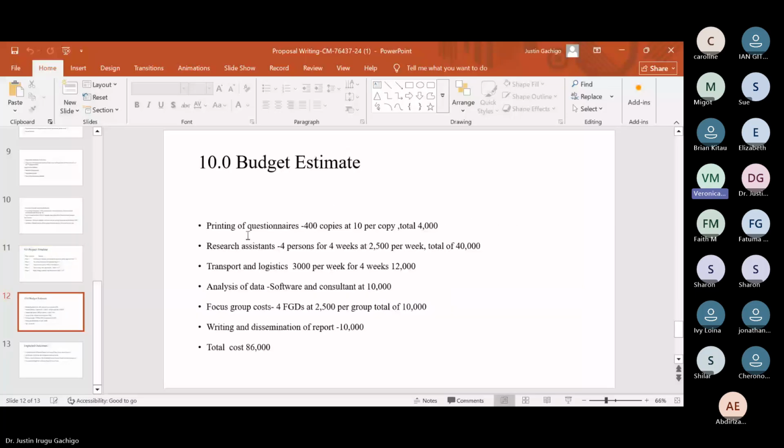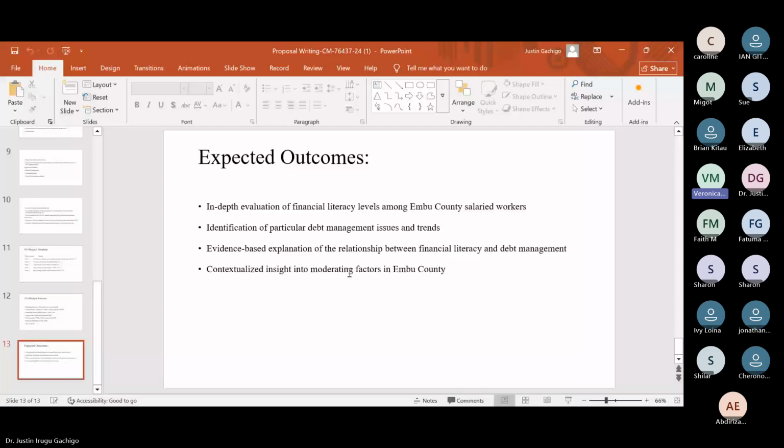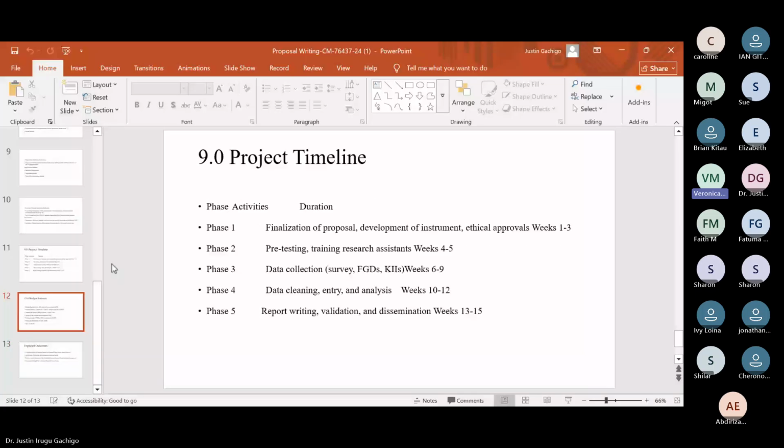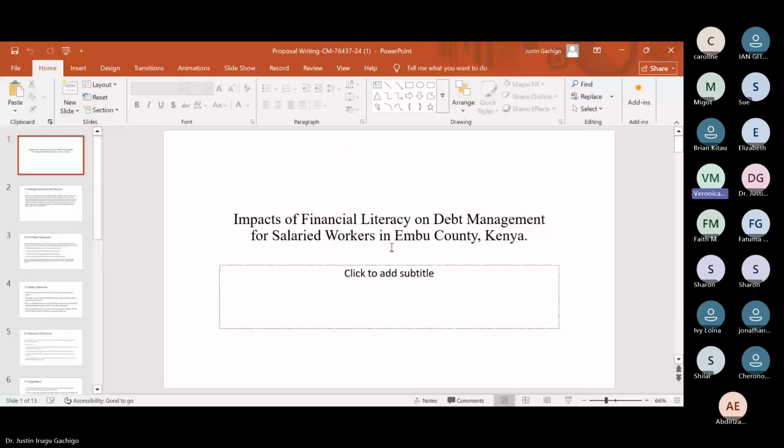For my conceptual framework, I skipped it in the slides. So the independent variable will be financial literacy, with the components being budgeting skills, investments, debt management knowledge, and savings. For the dependent variable, it's effective debt management, with the observed outcomes being optimal debt levels and reduced financial distress. My moderating variables will be demographic factors such as age, income, and education. The other ones are access to formal financial institutions, and also peer influence and social norms.